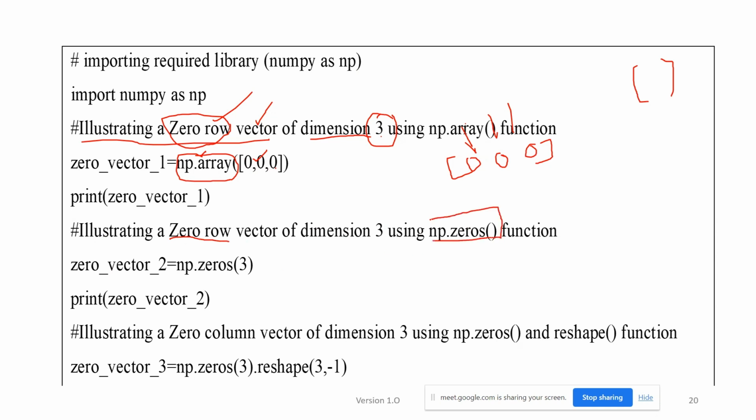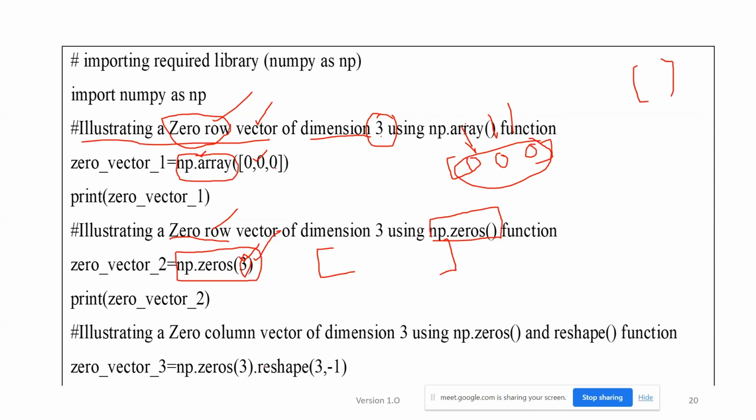We have one more method, called the function method. So you need not mention 0, 0, 0. Suppose if it has 10 values, 10 zeros, you need not write 10 zeros. We have a function in Python, the np.zeros function. By using this function, you can create a row vector with n number of dimensions, where all the dimensional values are replaced with zeros. This is not my concept.